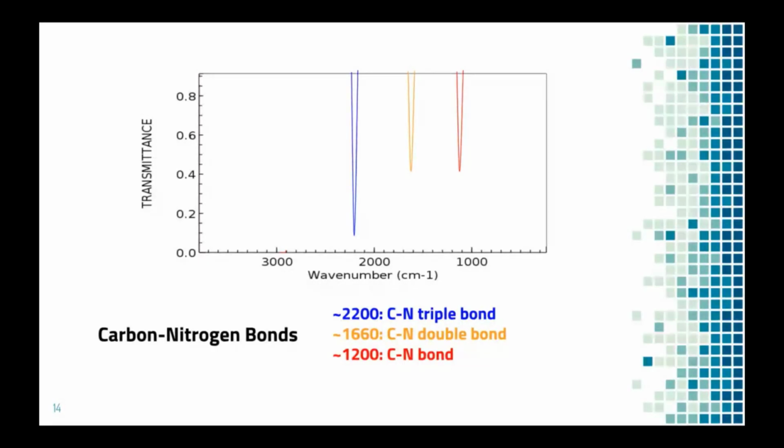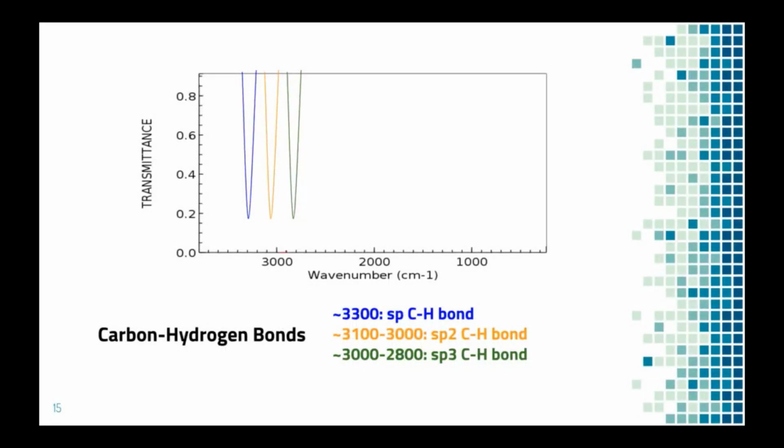Now, if we're looking at the carbon-nitrogen bonds, at around 2200, there'll be the carbon-nitrogen triple bond, and they'll usually have a slightly lower transmittance, so it'll be a very large and spiky peak. At around 1660, that's our carbon-nitrogen double bond, and then similar to the carbon-carbon single bond, at around 1200 is where we're going to see the carbon-nitrogen single bond.